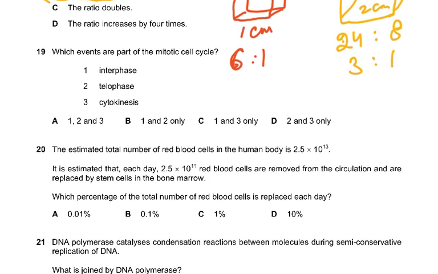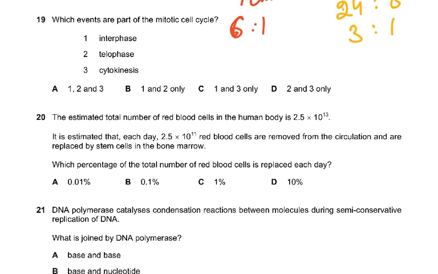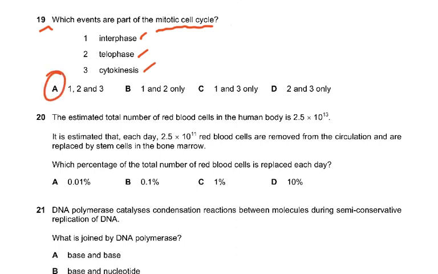Then coming to question number 19. Which events are part of the mitotic cell cycle? Interphase, telophase and cytokinesis. They didn't say mitosis, they said the mitotic cell cycle. So interphase is also part of that, telophase and cytokinesis. So the answer is A, 1, 2, and 3.